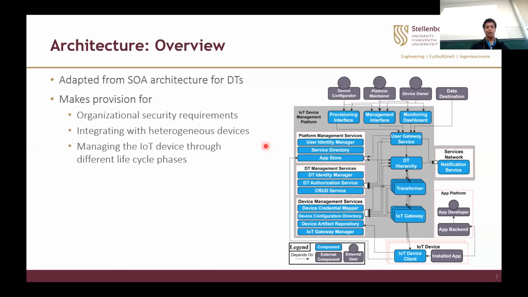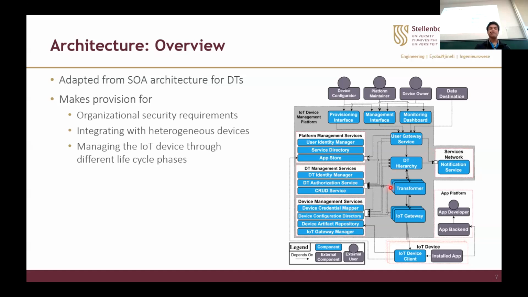There are groups of services within this architecture. There are platform management services, which are used to maintain the platform's uptime. Then there are the DT management services, which are used to manage the different digital twins within the system. And lastly, there are the device management services, which are used to ensure the interaction with the different devices. Finally, there is the service network, which contains a collection of loosely coupled services that a digital twin may interact with. I've outlined a notification service, but this can be adapted to your particular use case requirements.